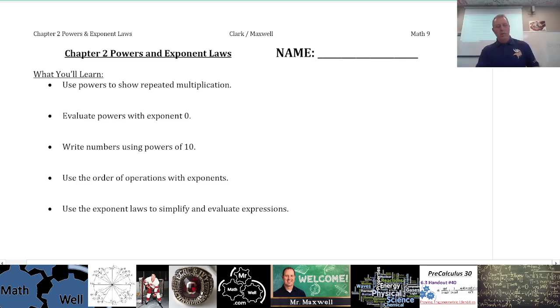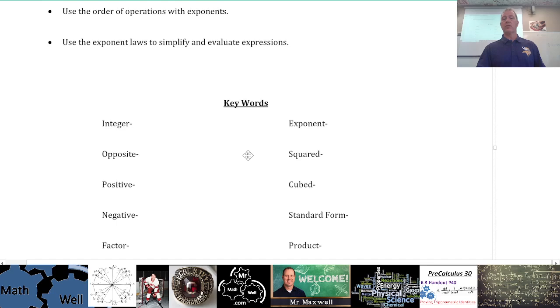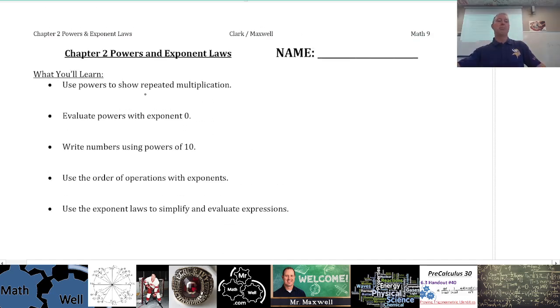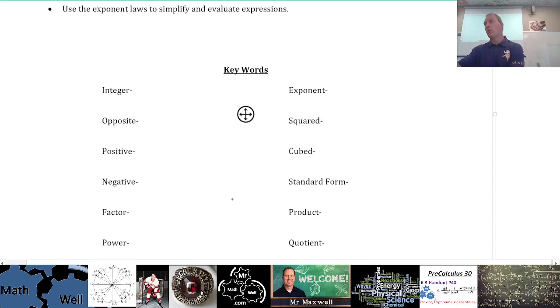All right. So what we're going to learn about in this first section, 2.1, is we're going to look at using powers to show repeated multiplication. Now you don't have to fill anything out here, but what I'm going to encourage you to do is that once we go through the lessons, this might be somewhat of a summary page for you. So this might be something that you're going to want to come back to, this very first page, and you're going to want to put some examples in here. And you're going to maybe want to put some definitions here for these key words, okay?